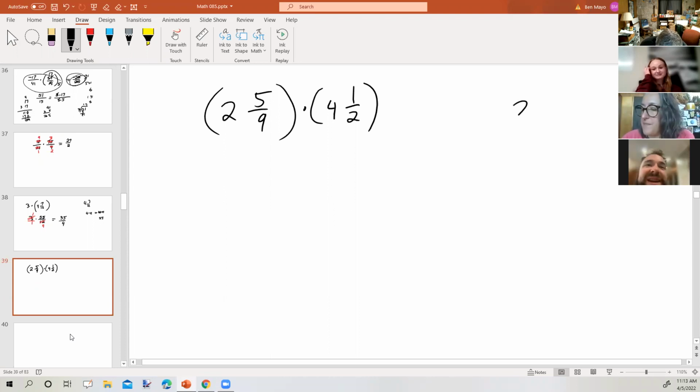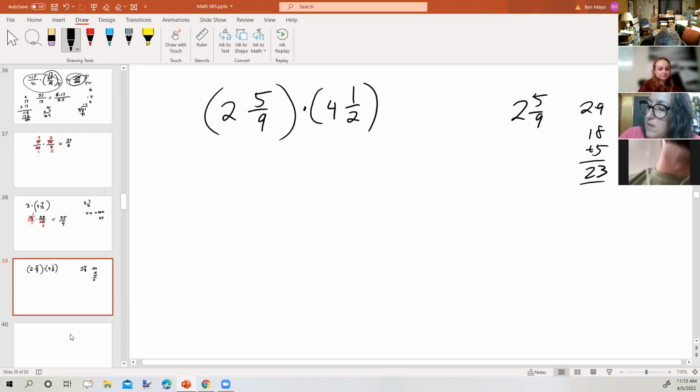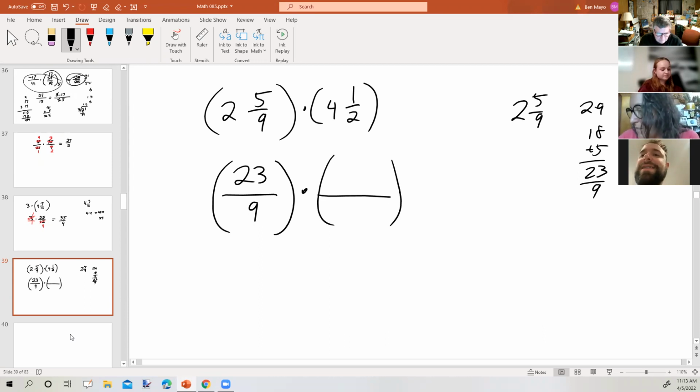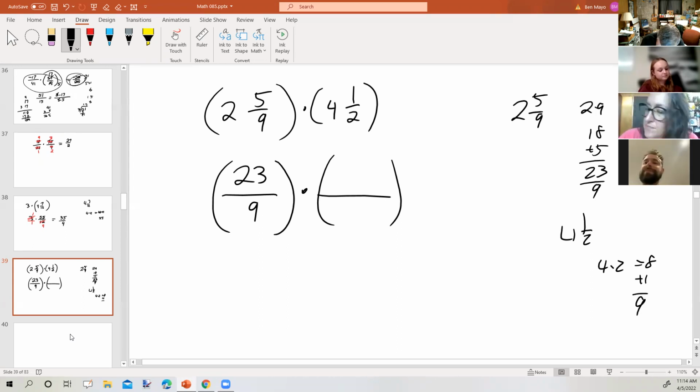Okay. So 2 5/9. 2 times 9 is 18 plus 5 is 23. So we get 23/9. Okay. 4 1/2. 4 times 2 is 8 plus 1 is 9. 9/2.